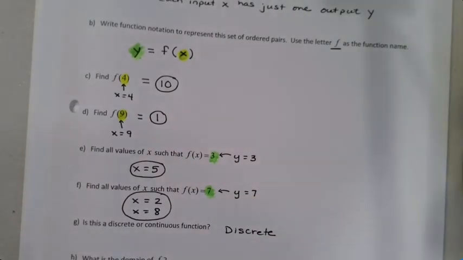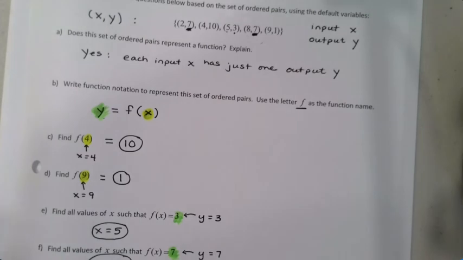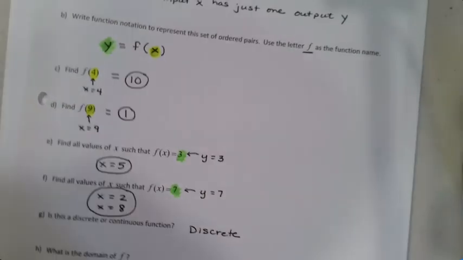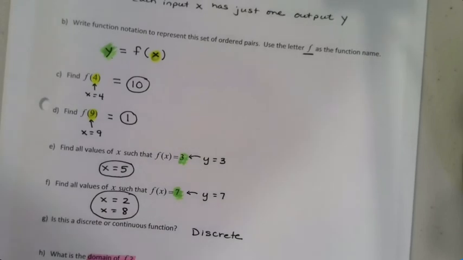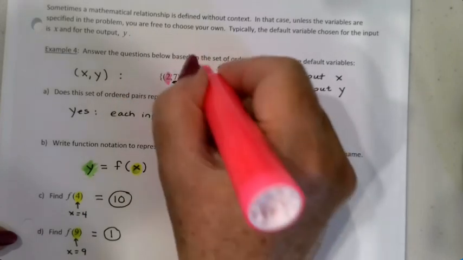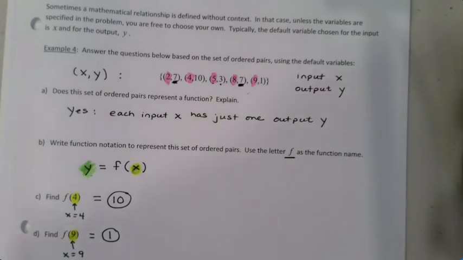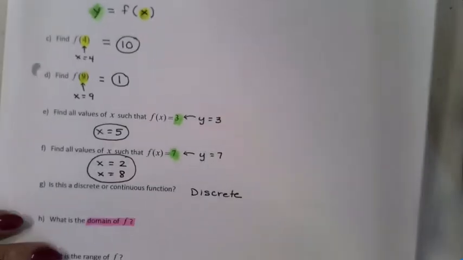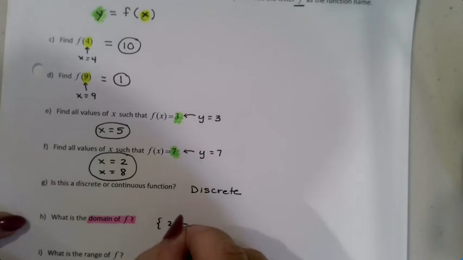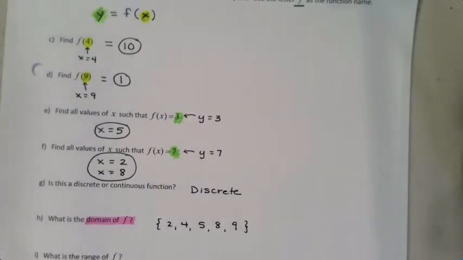That means that when I ask in part H about the domain, I'm simply going to list the values of x, my input variable. So my domain would be the values of the input variable: 2, 4, 5, 8, and 9. Again, notice discrete, so it's a list.